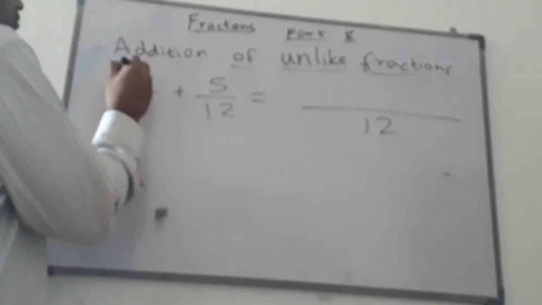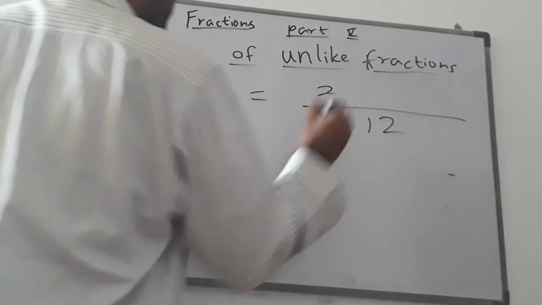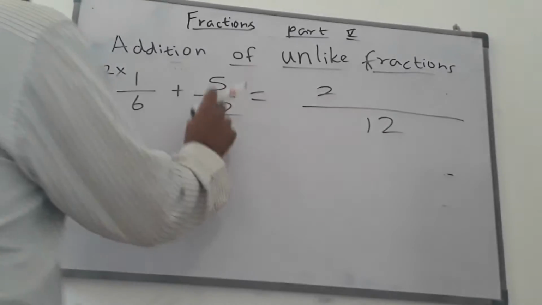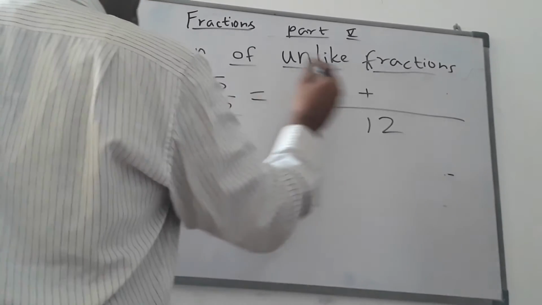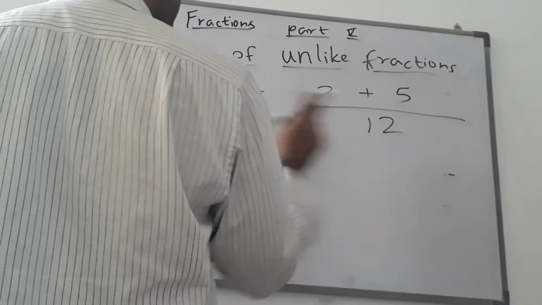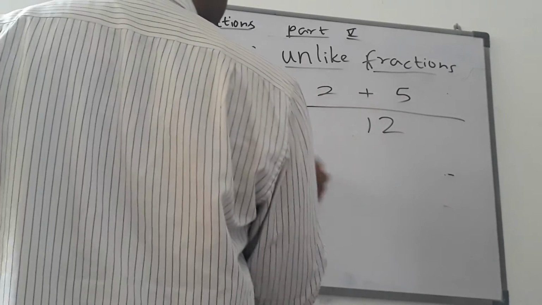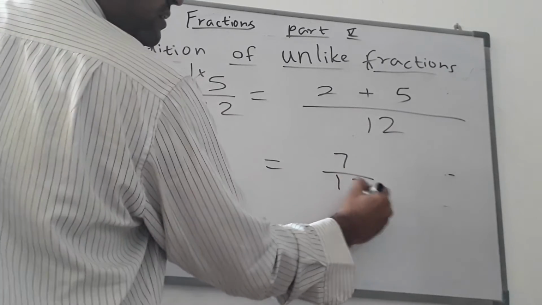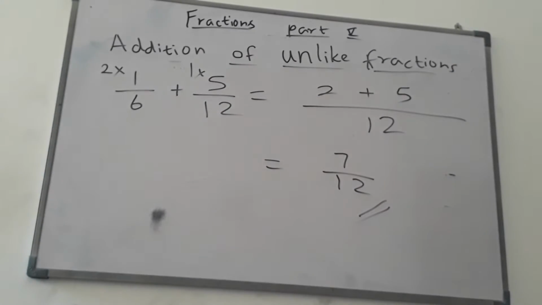Now we have to multiply 2 by 1, which is equal to 2. Then we have to find how many 12s are there in 12. That is 1. 1 times 5 is 5. For 12 there is 1 12 and 1 times 5 is 5. So the answer here is 7 over 12. This is the answer.